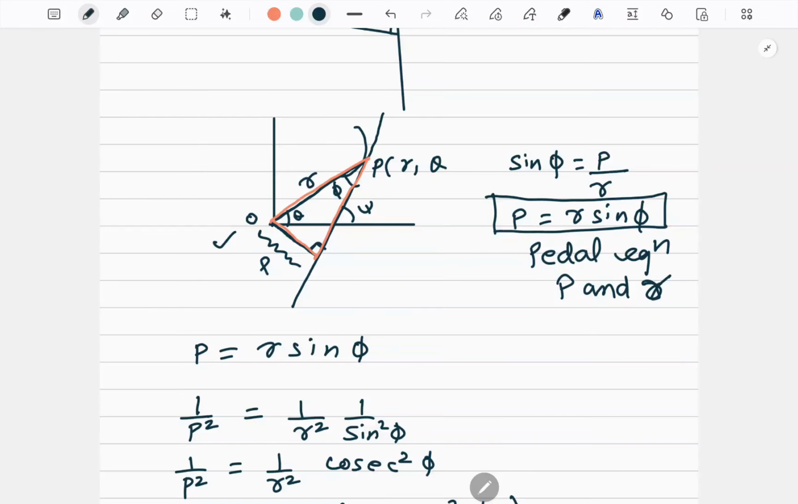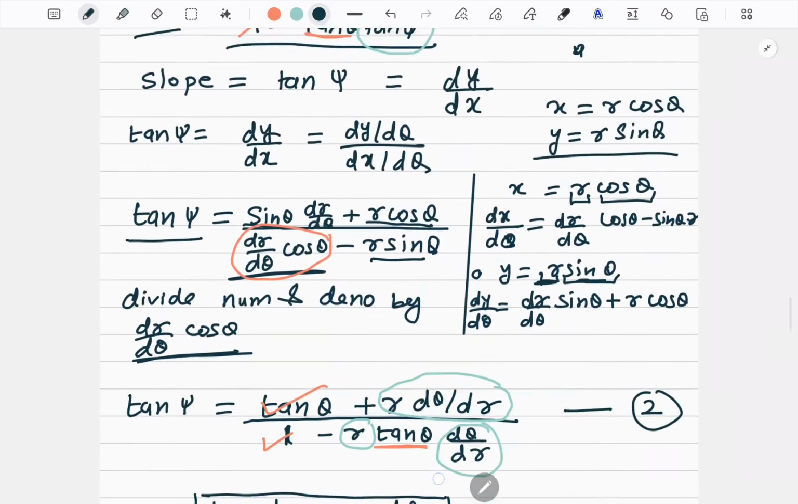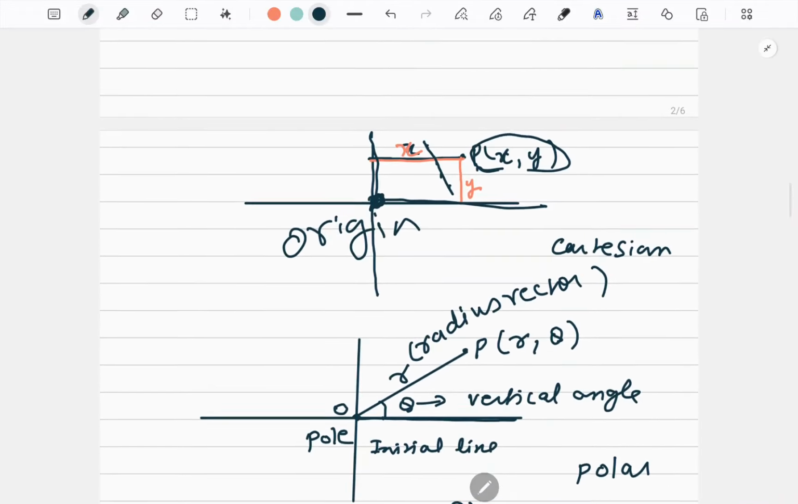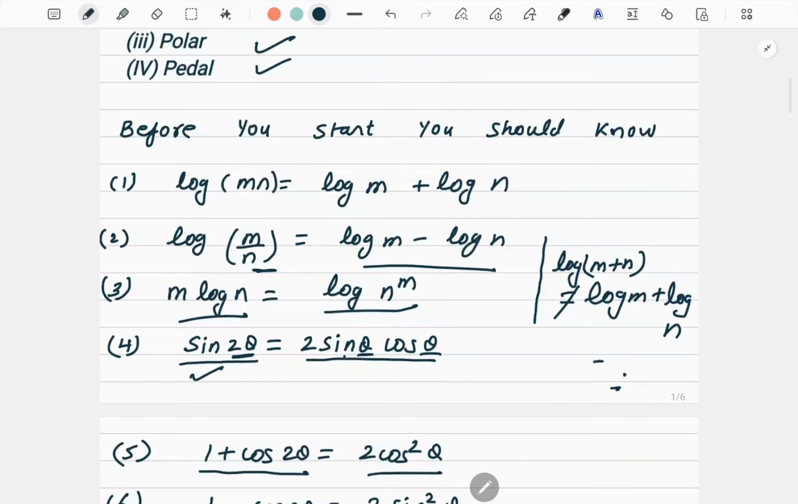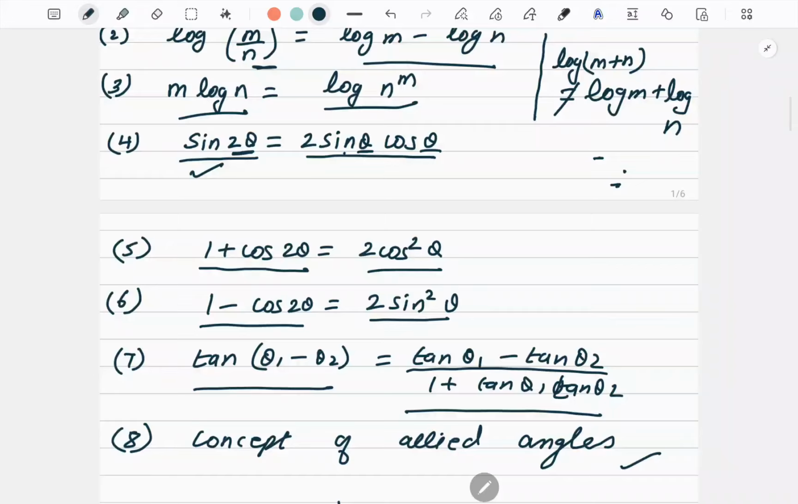Okay. So as I told you, please go through the basic concept of log and trigonometry. Even if you just understand these three properties of log, these half angle formulas and the concept of allied angles, which you can see on the channel, then we can do the questions very smoothly.